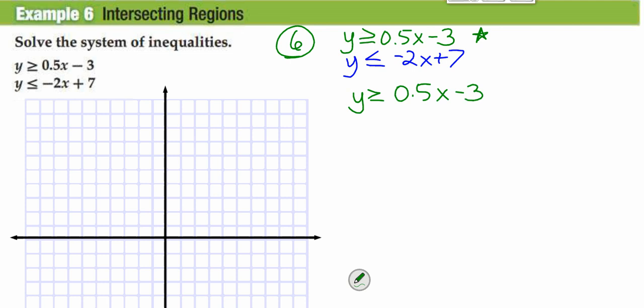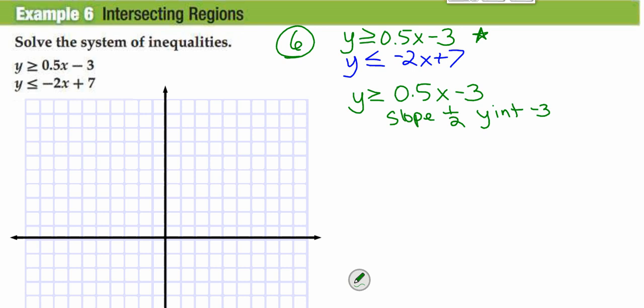Okay, so what you really do is you get y alone, but it already is alone. Do you agree that this is in slope-intercept form? Give me a little head nod for that. Yes, and so the slope is 0.5. I'm going to write it as 1/2. Does that make sense? That's a little easier for me. Is that okay? And the y-intercept is negative 3.